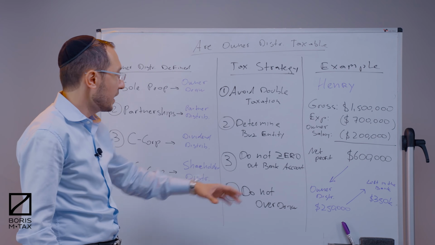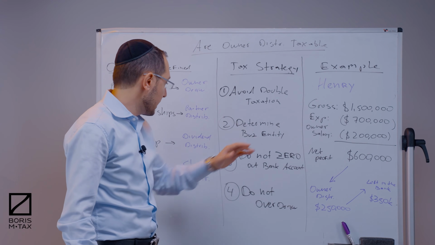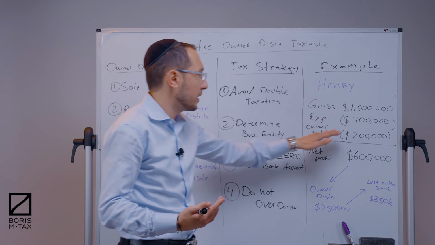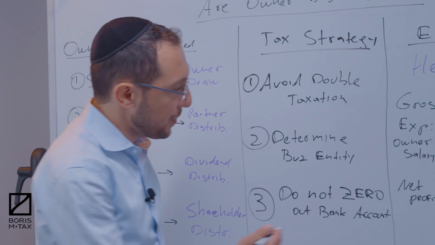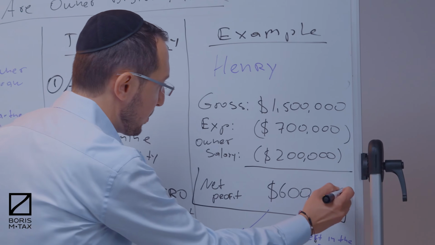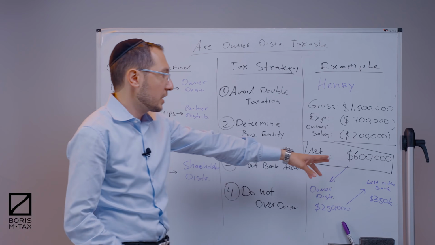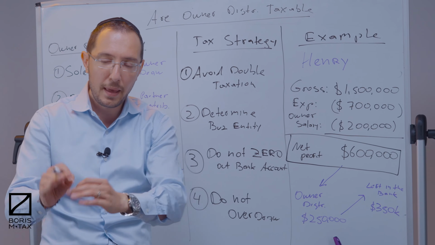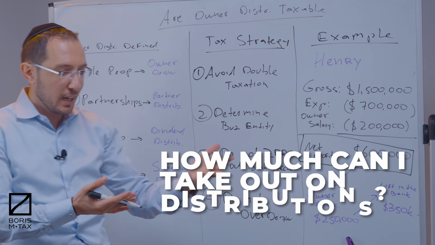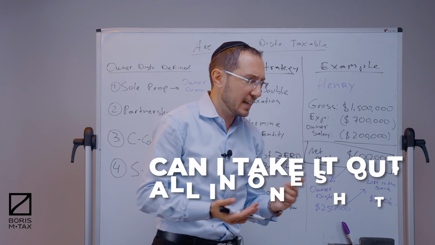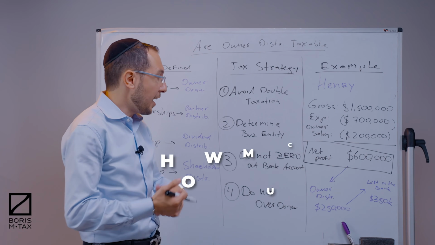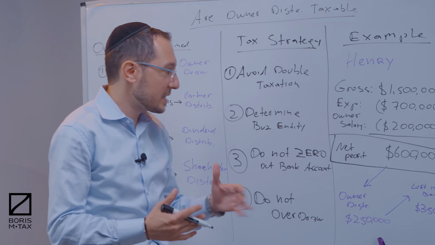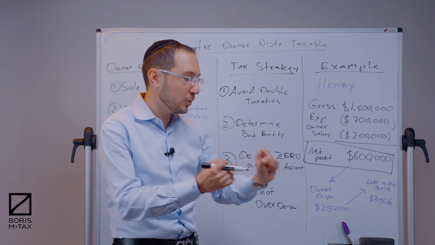Let's assume that in our example, Henry is an S corporation. You can also assume that he's a sole proprietor, but as a sole proprietor, he wouldn't have a salary. But for the purposes of this example, we're focusing on net profit, $600,000. Let's say the entire $600,000 is in your bank account. A lot of times I get asked the question, how much can I take out in distributions? Can I take it out all in one shot? And how much do I pay tax on it? The answer is zero. You pay tax on the net profit. You don't pay tax on your distributions.